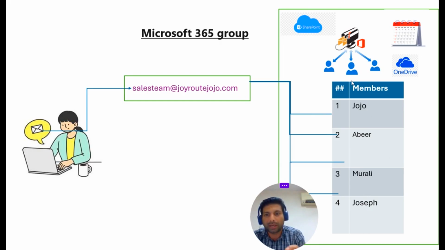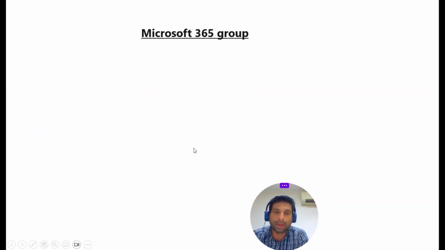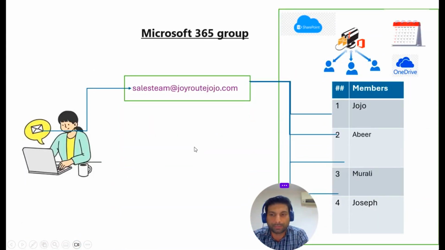In addition to this shared mailbox, Microsoft 365 groups provide a shared calendar, OneDrive space, and a SharePoint site for document storage and collaboration. Members can communicate via Microsoft Teams, share files, and collaborate on documents in real time. So all these are the benefits of a Microsoft 365 group. This is the major difference between a distribution group and a Microsoft 365 group.